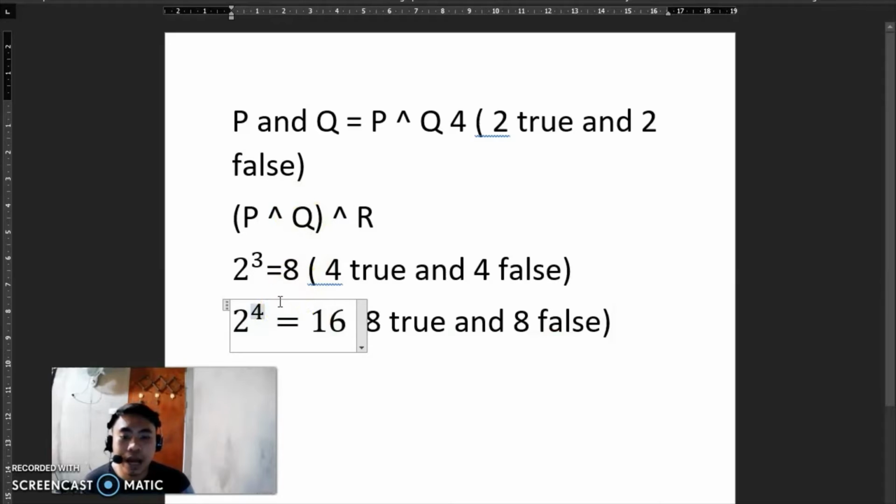Sa pagdami po ng ating number of letters sa given proposition, pagdami din po ng ating element. So as you can see dito, dalawa lang yung letter natin. So apat lang po yung ating elements. Dalawang true at dalawang false. Dito naman sa given na ito, tatlo yung letter. So 2 cube, which is equal to 8. Meron tayong apat na true at apat na false. If ever naman na apat yung ating letter, meron tayong 16 elements. 8 na true and 8 na false.